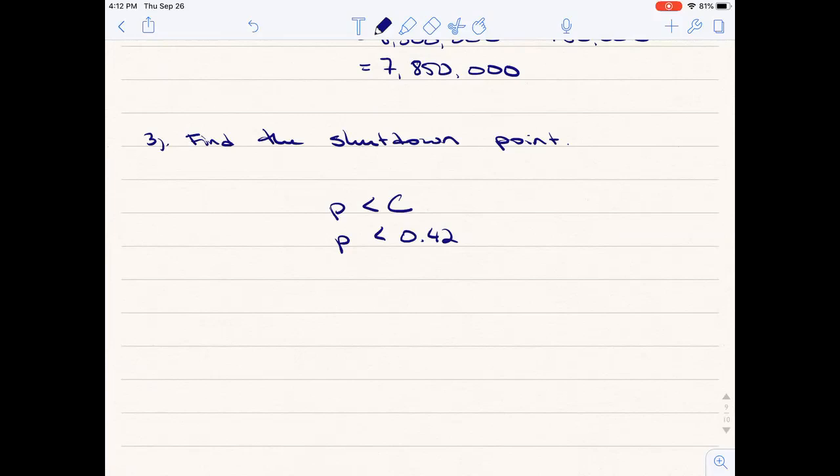So that's the answer. That's all you have to do for that one. Be less than or equal to? No. It can still be equal because then it goes to 0, right? And then you're just fixed. You've got your fixed cost, but you're not losing more money besides the fixed costs, right? So 0 is still okay, but anything less than 0.42, no more.